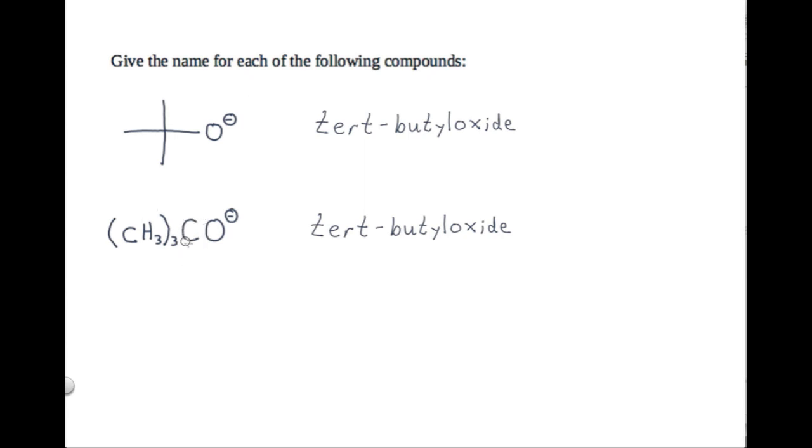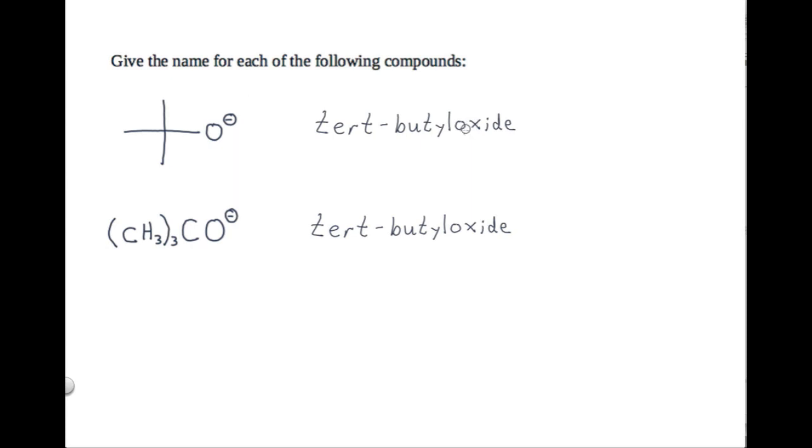Again, notice that this carbon is tertiary. This carbon is tertiary because it's attached to 3 methyl groups. Notice that there are 4 carbons total: 3 carbons in the methyl groups, and this carbon makes 4. That's why it's called bute, because of the 4 carbons. And again, there's an O-. So these are 2 different notations for the same compound, tert-butyl oxide.